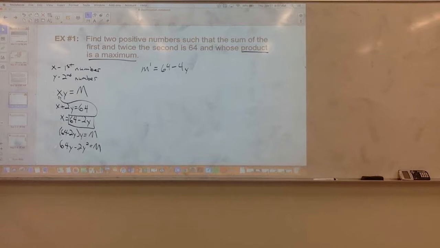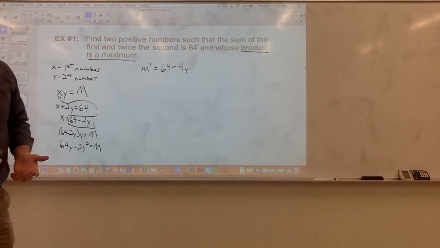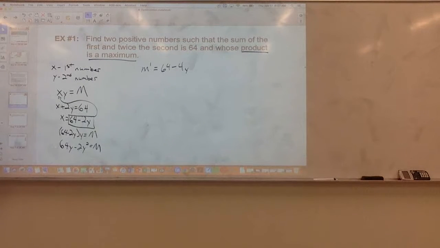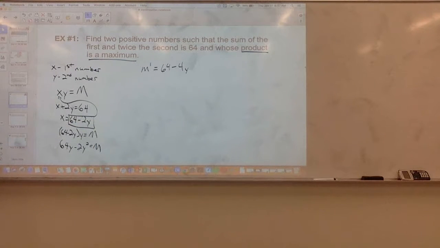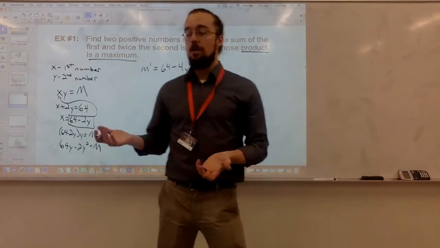We need to use the context of the problem to figure out any domain restrictions. Sometimes there won't be any domain restrictions, but here there would be. I know that x and y first are both positive numbers. So right off the bat, I can say that x and y both have to be greater than 0.